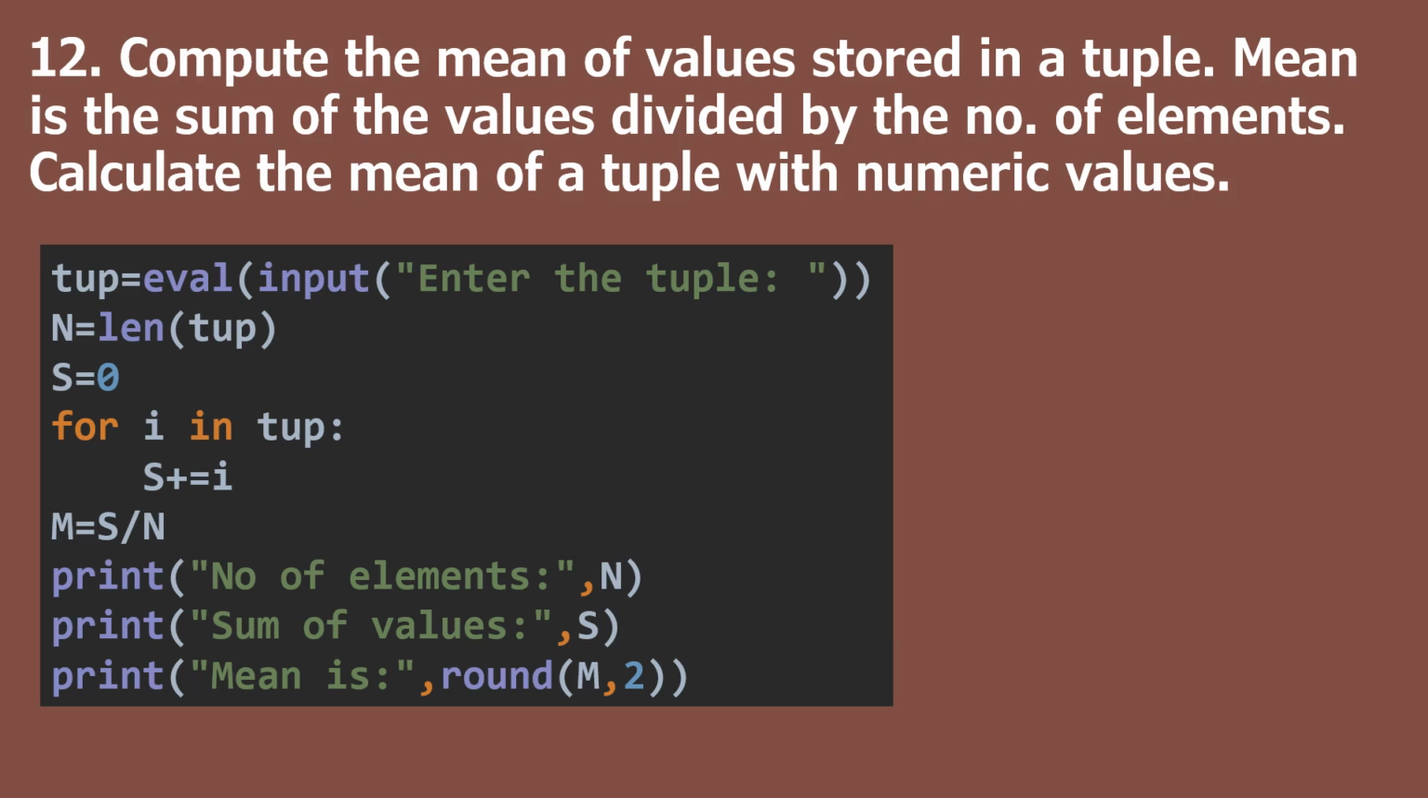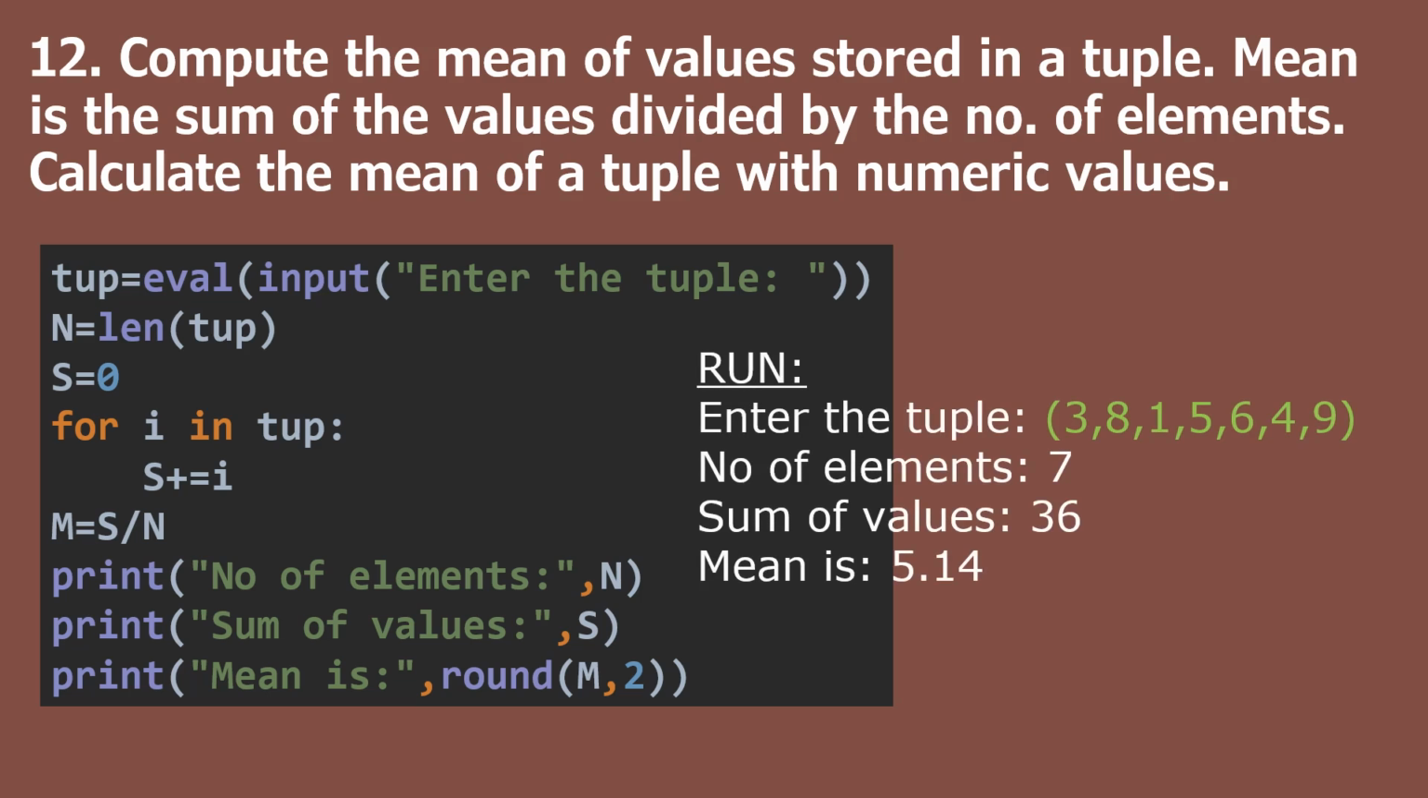Instead of this loop, you can just use the sum function also. s is equal to sum, and within that, you can pass the tuple variable. That way also, you will get the sum of the values. So once you get the sum and the number of elements, you just divide the sum by n to get the mean. Okay, so m is equal to s divided by n.